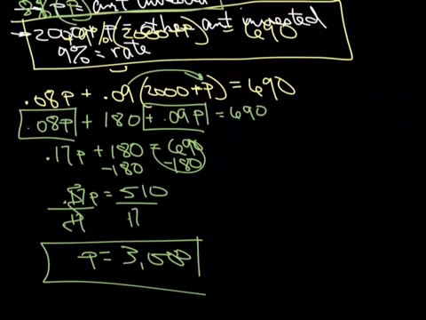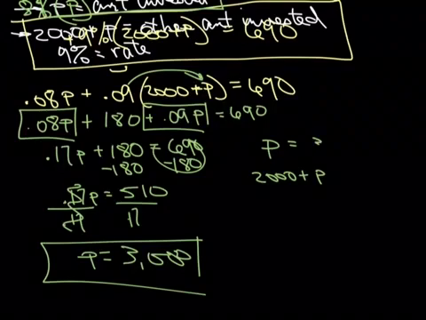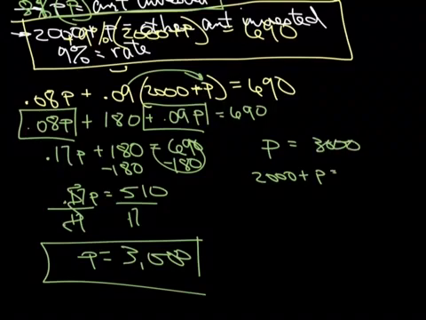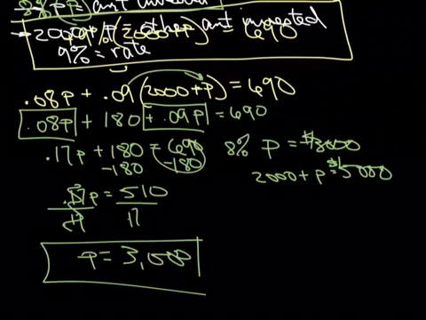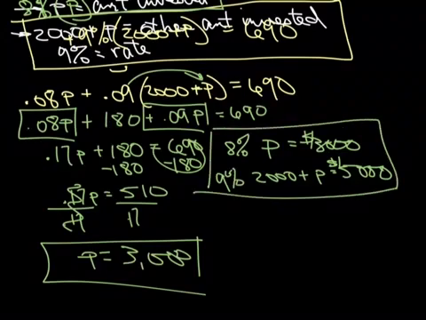That's how much we invested the first time. And remember, we had two amounts. We invested another bunch of money, that was 2,000 plus P. So P is 3,000, and 2,000 plus P gives us 5,000. So we invested $3,000 at 8% and $5,000 at 9%. And that's the answer that I'm looking for there. In the next video, we'll get into mixture problems and triangles.